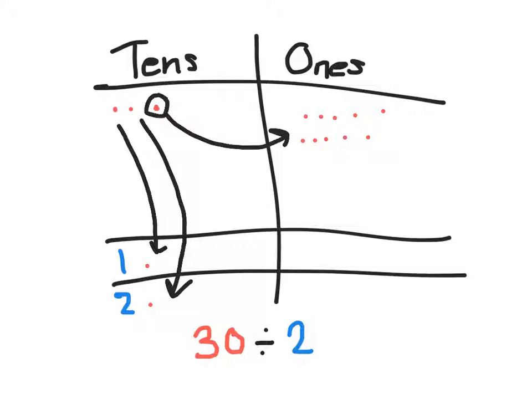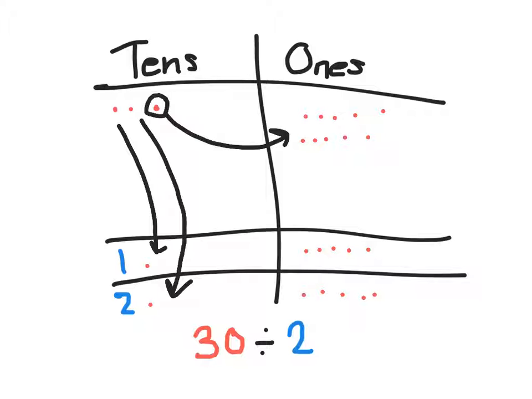And what do you do from here? Once again, you'll move one dot at a time, each dot into the 2 groups. So hopefully you can do this in your head. There are 10 dots here, and 10 divided by 2 is 5. So you're going to have 1, 2, 3, 4, 5 groups, or 5 dots in each group.